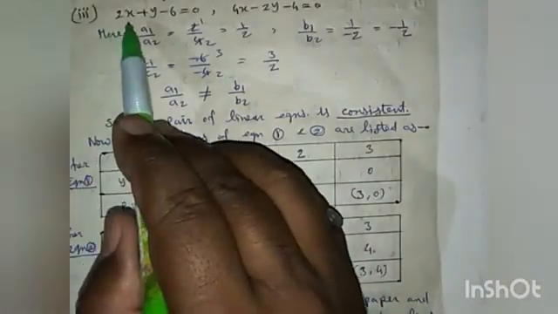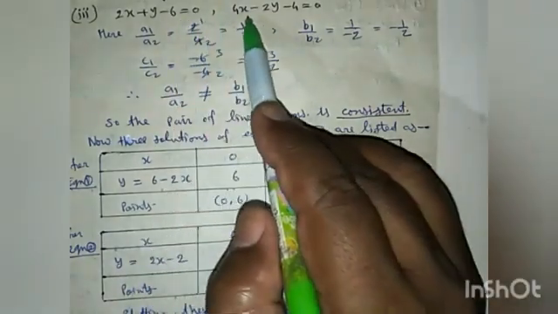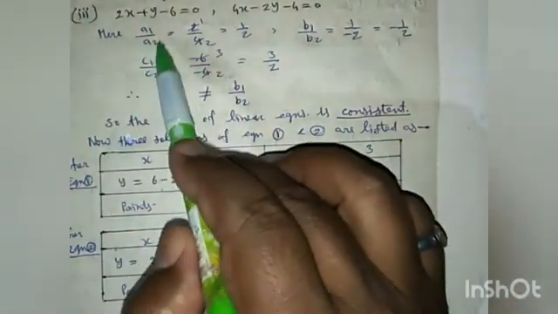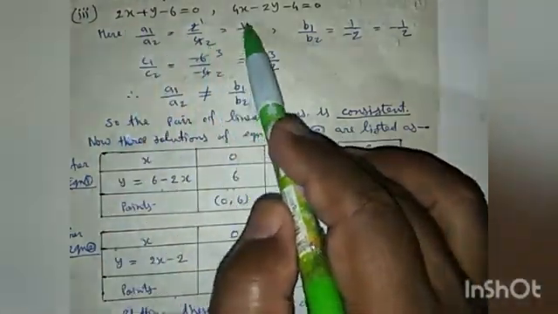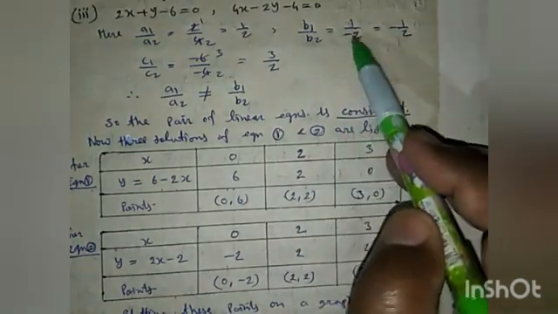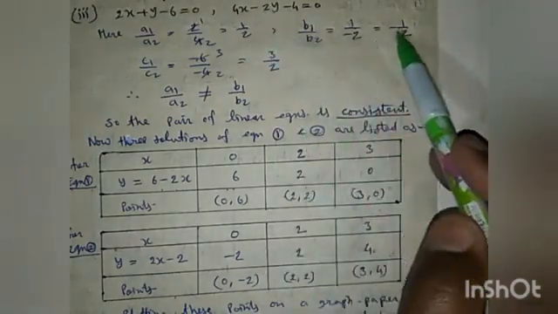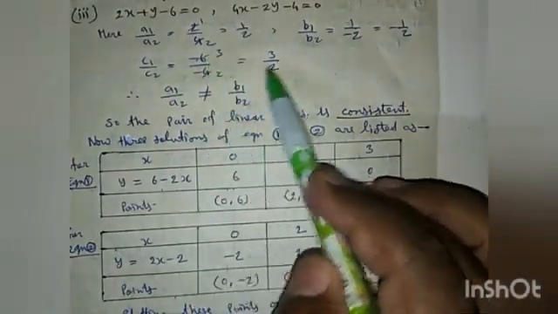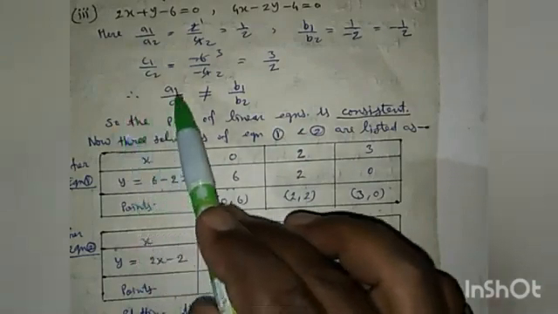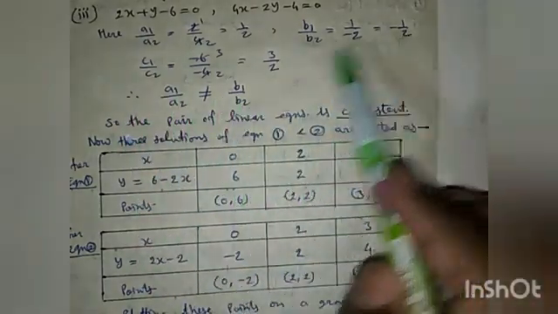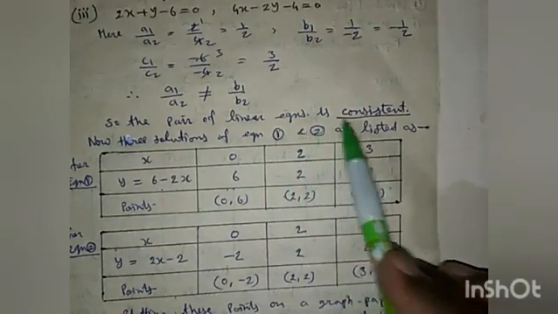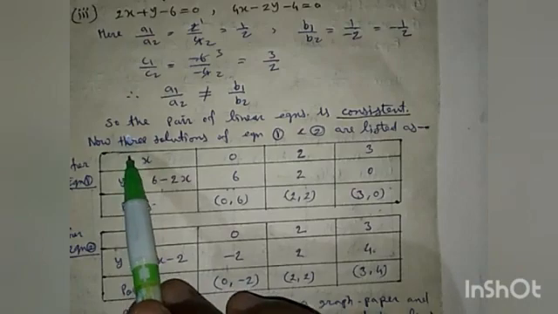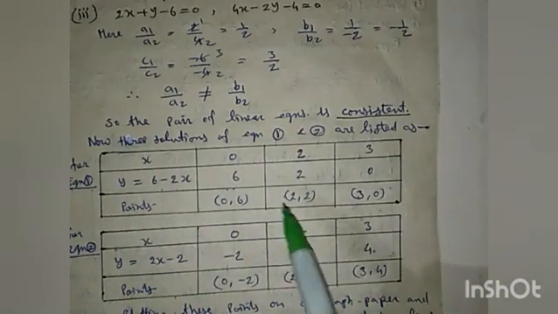In third part, equations are 2x plus y minus 6 equal to 0 and 4x minus 2y minus 4 equal to 0. It is in the standard form. So here a1 upon a2 equal to 2 upon 4, that is equal to 1 by 2, and b1 upon b2 equal to 1 upon minus 2, that is equal to minus 1 upon 2, and c1 upon c2 equal to minus 6 upon minus 4, that is equal to 3 upon 2. So here a1 upon a2 is not equal to b1 upon b2. So the pair of linear equations is consistent and it has a unique solution. Now here we have to plot the points and find the solution graphically.